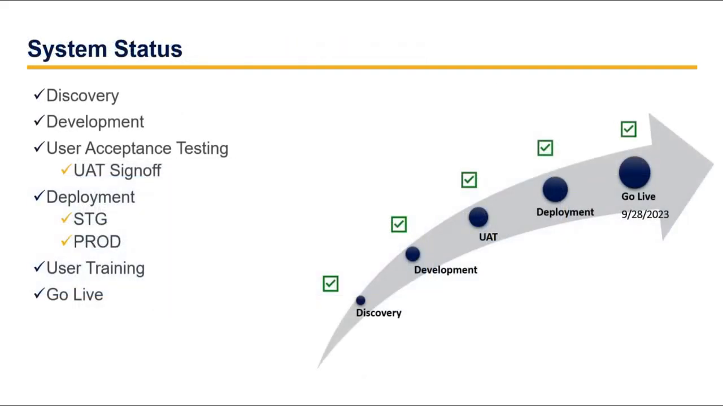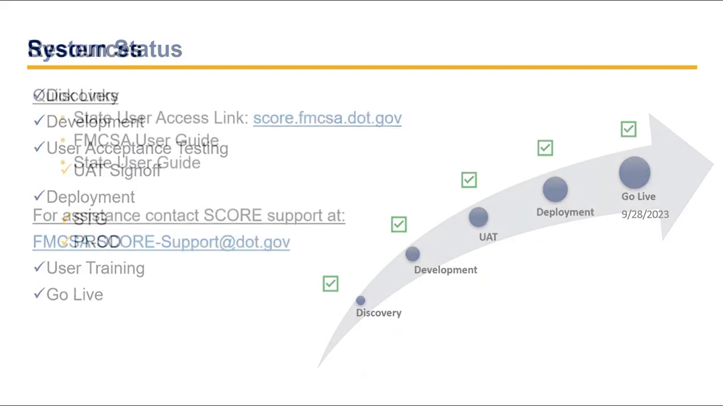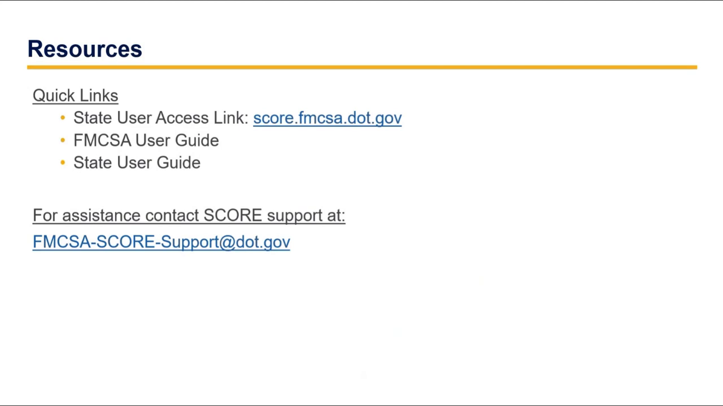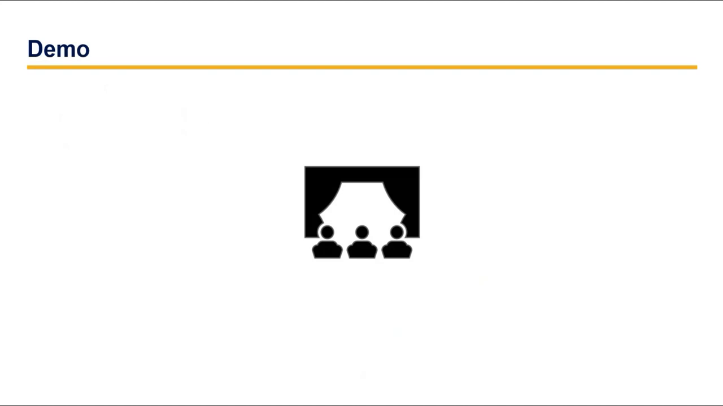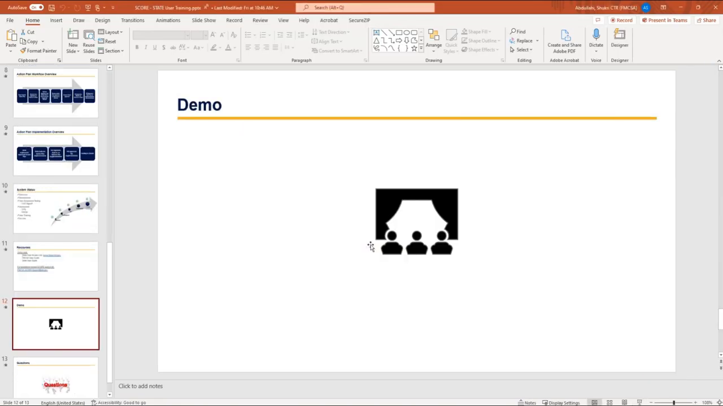Today we are live in the system and you'd be able to access the application using the link provided, score.fmcsa.dot.gov. For assistance, please contact SCORE support at fmcsa-score-support@dot.gov. Now going into our demo.